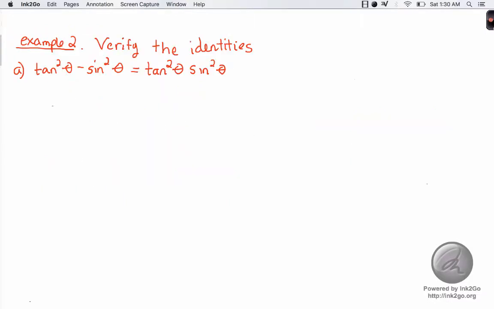Example 2. Verify the identities. So let's look at Part A. We have tangent squared of theta minus sine squared of theta is equal to tangent squared of theta times sine squared of theta. Now remember, our first step on verifying is to figure out which side of the equation we're going to work with. And we want to choose the most complex. I'm going to choose the left-hand side here because I have a subtraction.